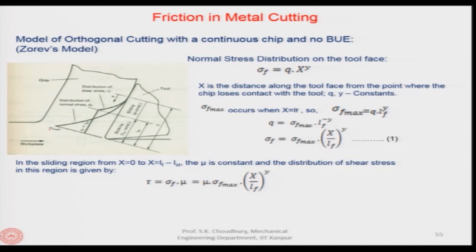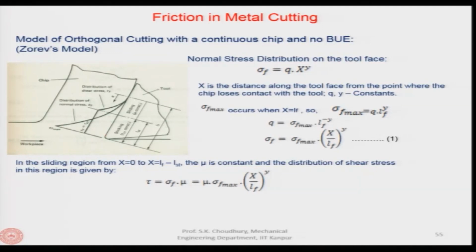So, this is given as sigma f maximum, and this curve can be described as sigma f is equal to some constant q x to the power y. Y is a constant and x is the value starting from the point where the chip loses contact with the tool. Here the x is equal to 0 and as it moves toward the tip of the tool, the length increases along the LF and at this point the x value is LF. So, x value varies from 0 at this point to maximum which is LF.